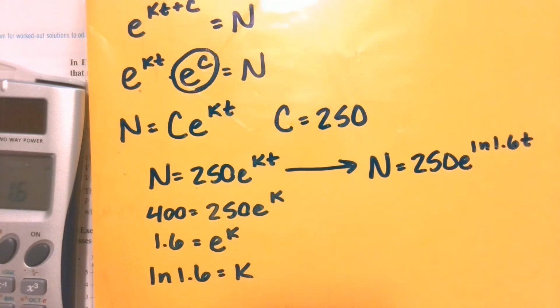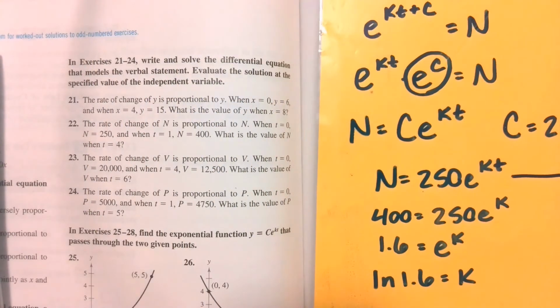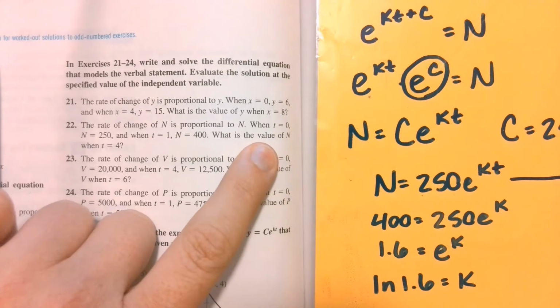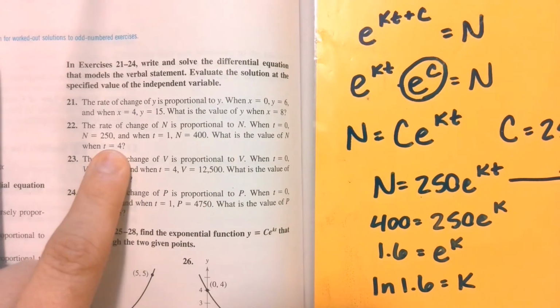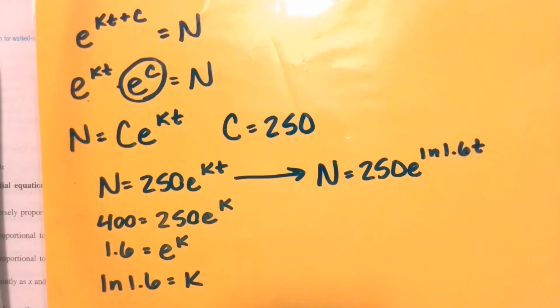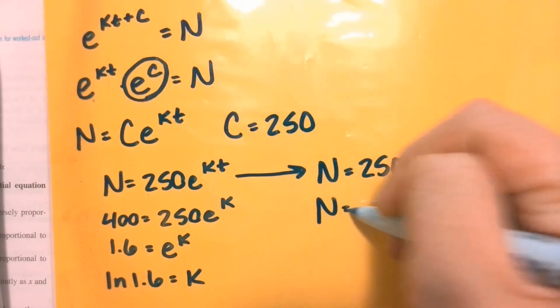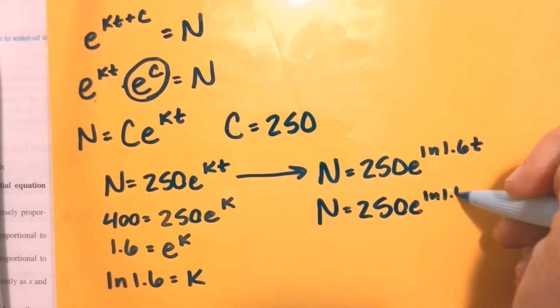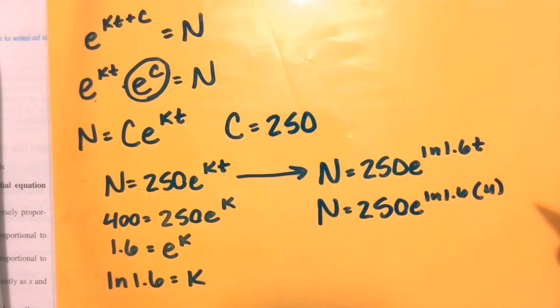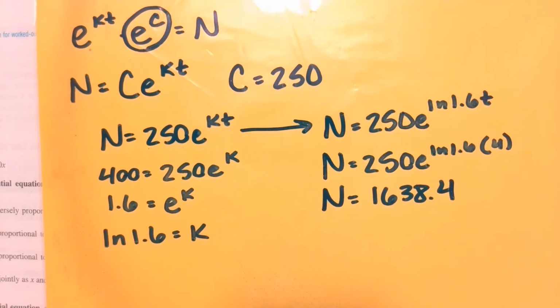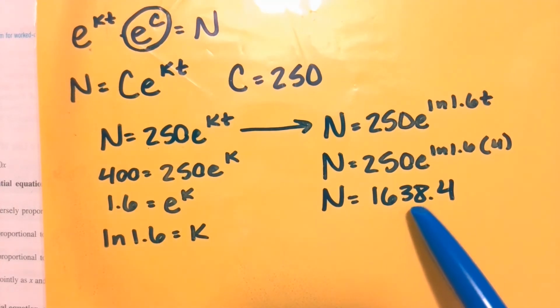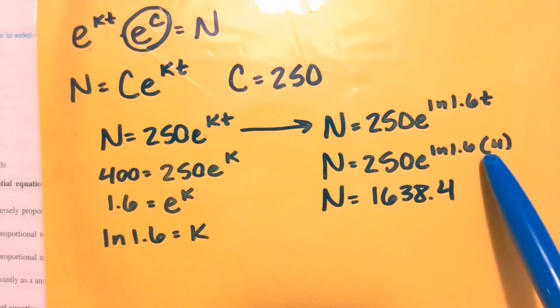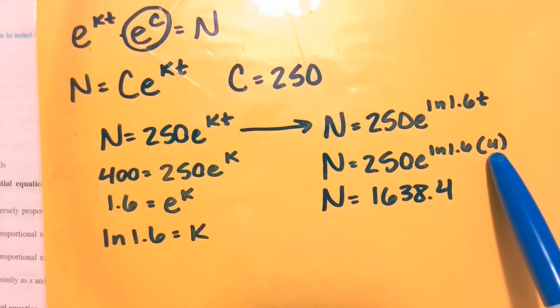So now I have the full equation for n, and then the last step for this problem was to find the value of n when t equals 4. So now I can plug in my t equal to 4. And let's see what we get. So we get that n equals 1638.4 at that time of t equals 4.